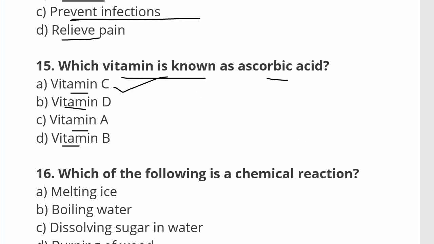Vitamin C, also known as ascorbic acid, is crucial for collagen production, wound healing, and immune support. It is commonly found in citrus fruits.